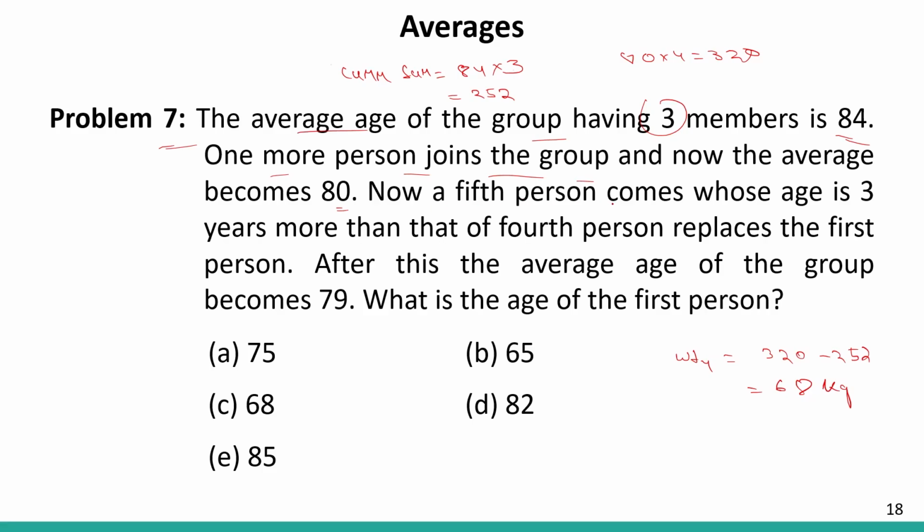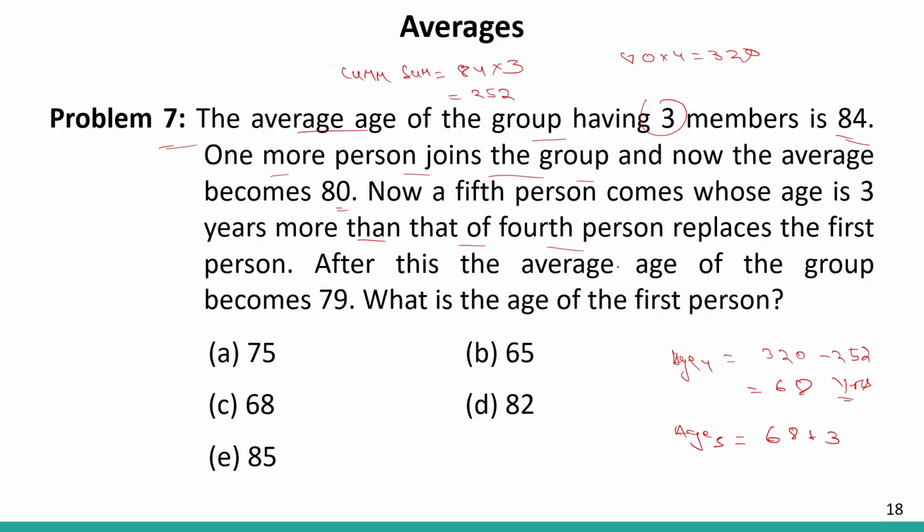Now the fifth person comes whose age is... it is not kg, it is years, right? So now the fifth person comes whose age is 3 years more than that of the fourth person. The fourth person's age is 68, so the age of the fifth person is equal to 68 plus 3, because he is 3 years more than the fourth person. And this person replaces the first person.